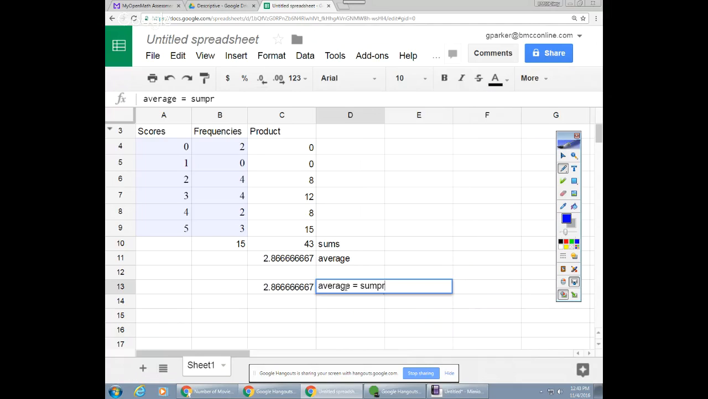If I had to take the sum product, I'm having trouble here. There we go. Okay, of my data. And so that would be, in this case, the scores, comma, and then the frequencies. And then that's what I want to do the sum product of. And then I just divide by the sum of the frequencies. So that's how I calculated it.